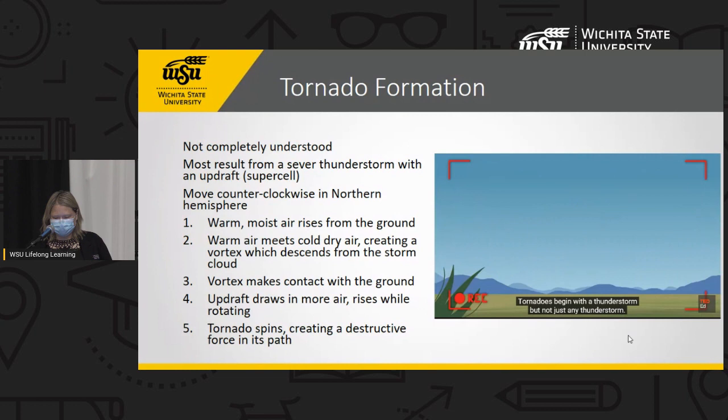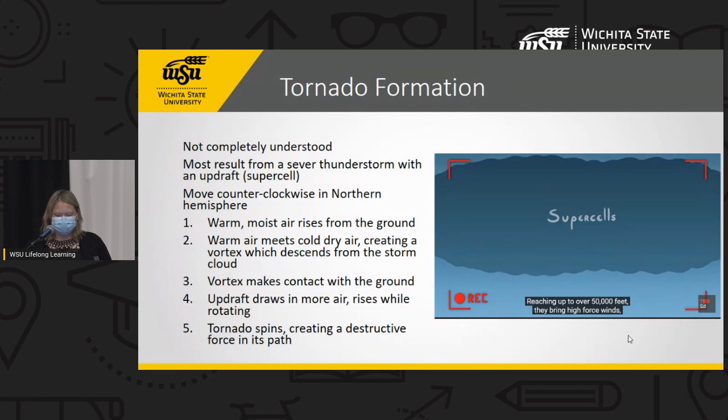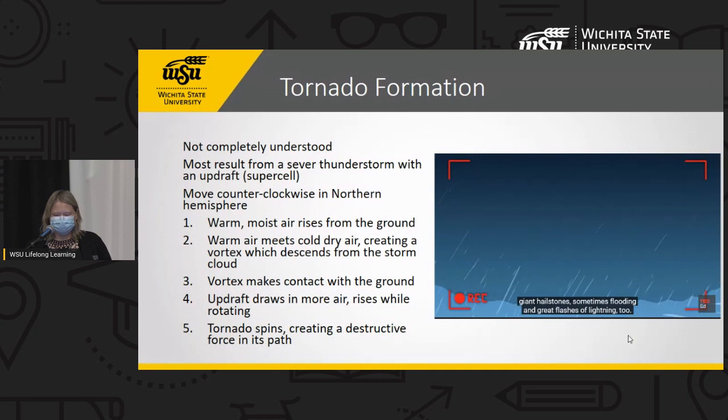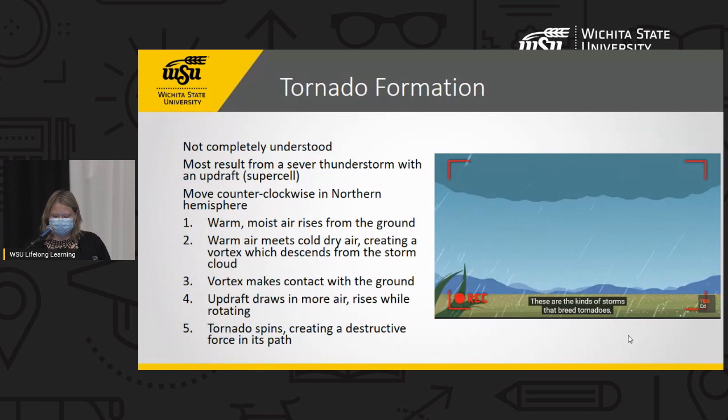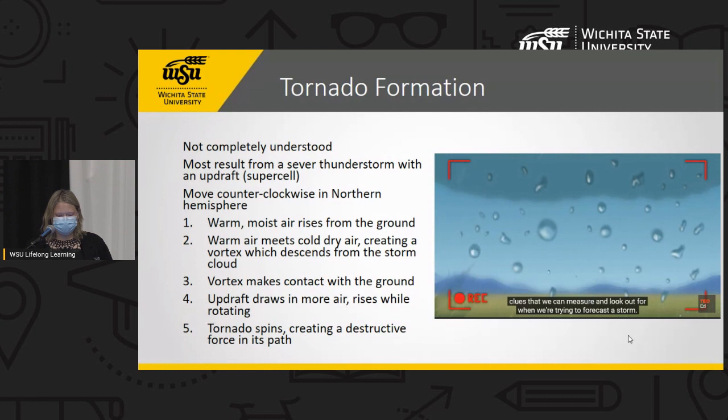Tornadoes begin with a thunderstorm, but not just any thunderstorm. These are especially powerful, towering thunderstorms called supercells. Reaching up to over 50,000 feet, they bring high-force winds, giant hailstones, sometimes flooding, and great flashes of lightning, too. These are the kinds of storms that breed tornadoes, but only if there are also very specific conditions in place. Clues that we can measure and look out for when we're trying to forecast a storm.